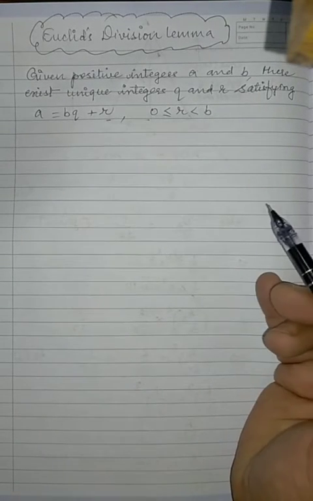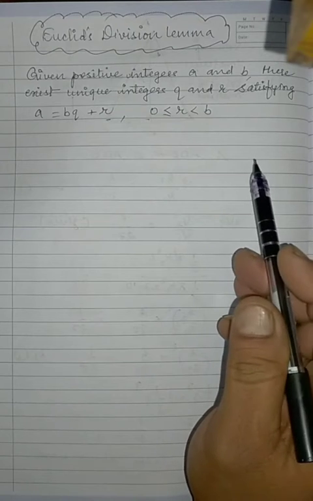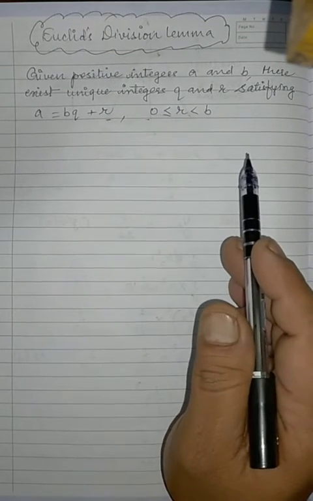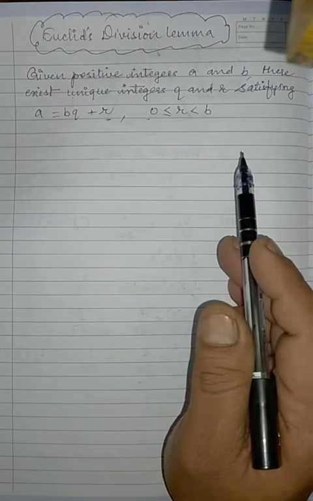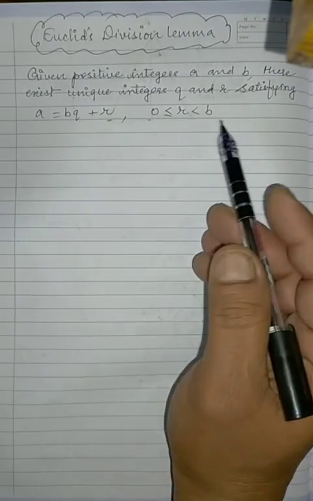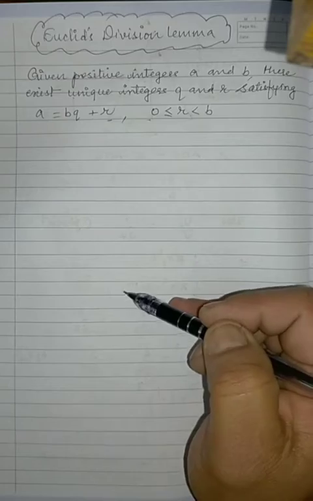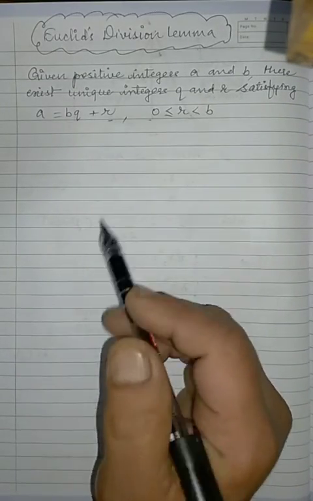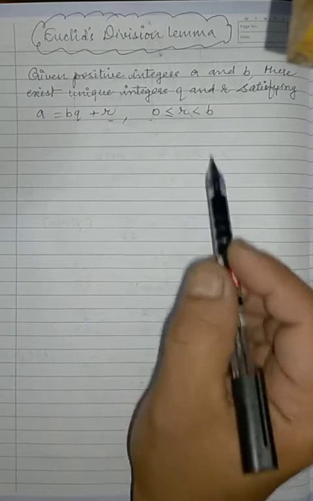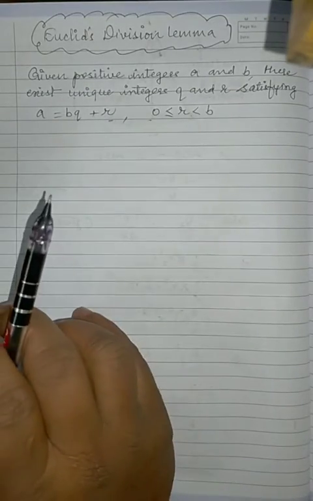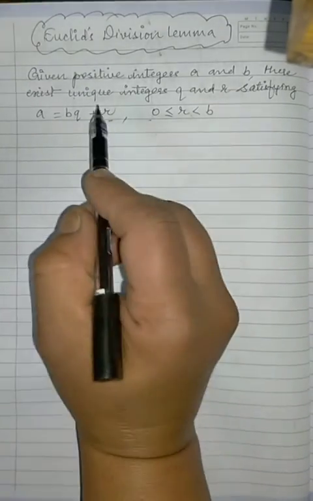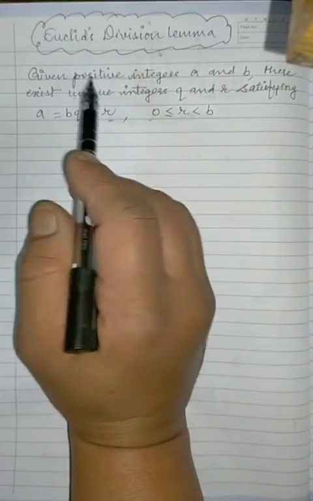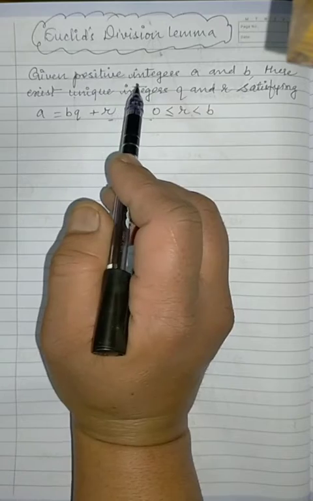Some children may get confused about the difference between lemma and algorithm. Basically, lemma and algorithm are both the same. The only condition is that if the division continues for more than one step, in that case in place of lemma we write algorithm, Euclid's division algorithm. Otherwise we can write lemma also. So here we will find out the HCF of two numbers using this Euclid's division lemma.